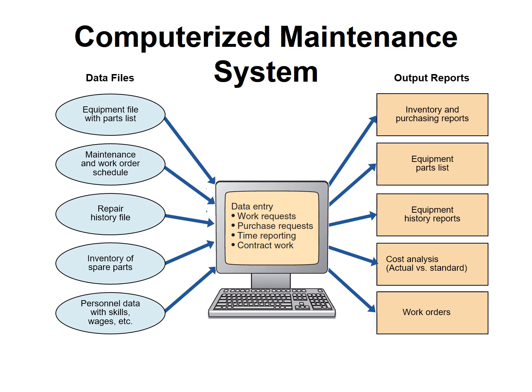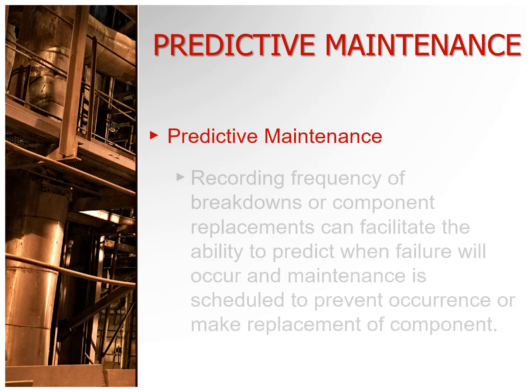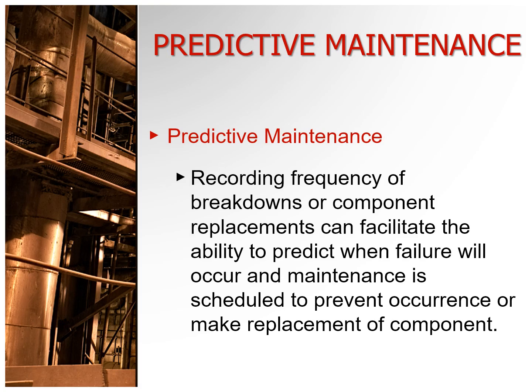The benefits of a good computerized maintenance system is it will let you know what the history of repairs are, how many spare parts you should keep on hand, what the cost analysis is, and so forth. You can use this for predictive maintenance, which we'll talk about in a moment. Predictive maintenance is a recording frequency of breakdowns or component replacements to help you predict when the next failure will occur, or when maintenance is scheduled to prevent occurrence or make a replacement of a component.